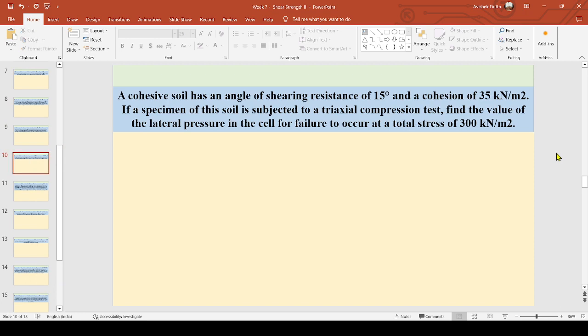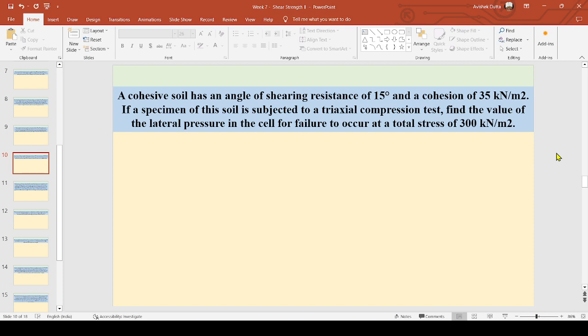A cohesive soil has an angle of shearing resistance of 15 degree and a cohesion of 35 kN per meter square. If a sample of the soil is subjected to a triaxial compression test, find the value of lateral pressure in the cell for failure to occur at a stress of 300 kN per meter square.